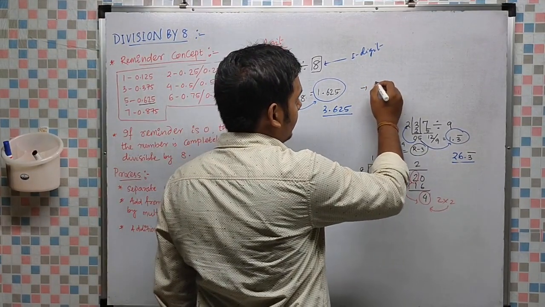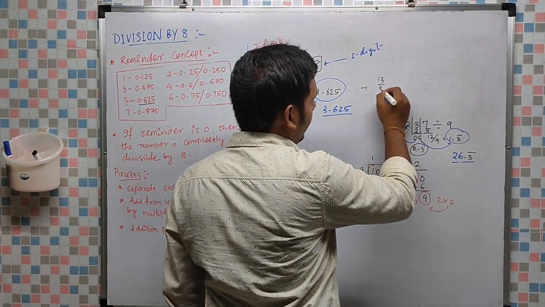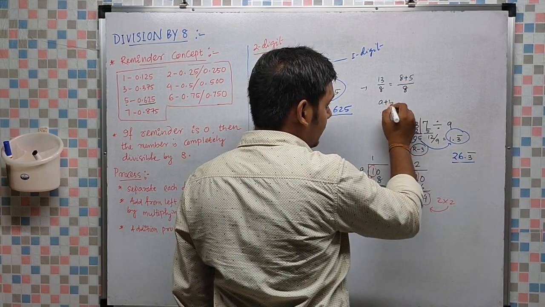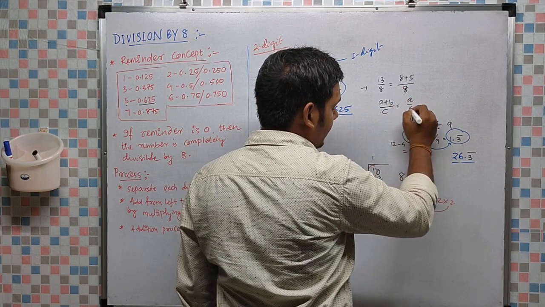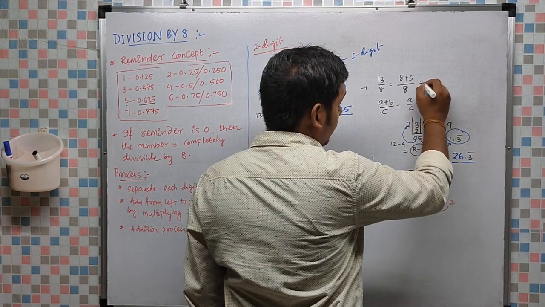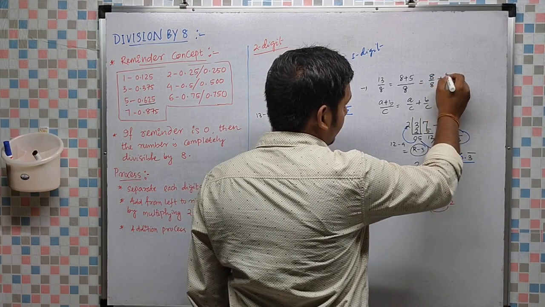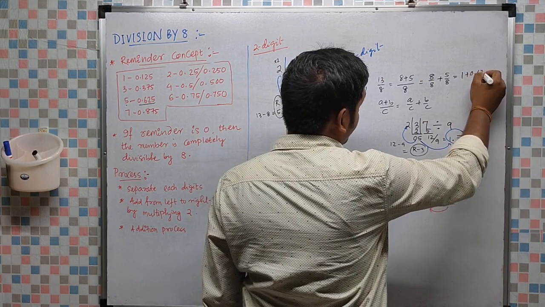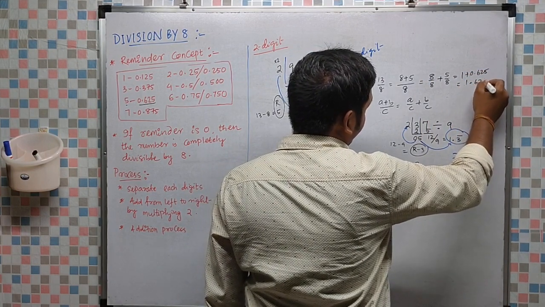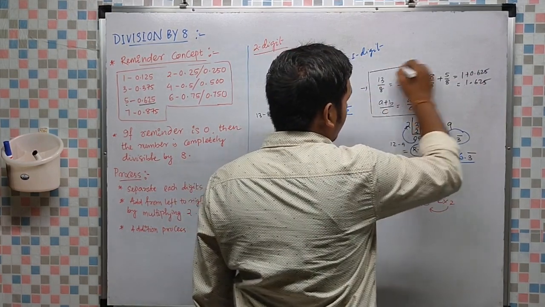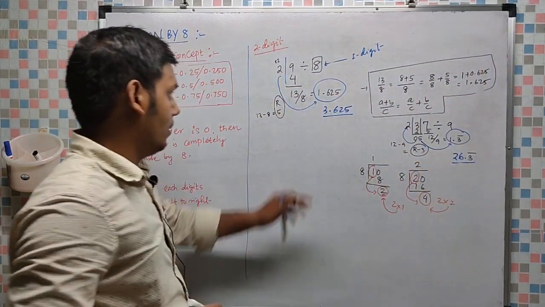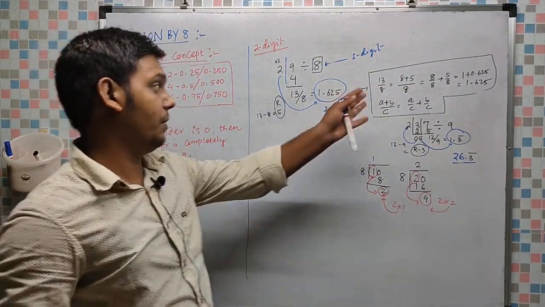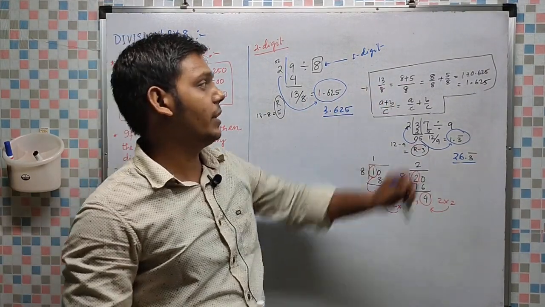See here, 13. 13 can be written as 13 by 8, which means 8 plus 5 by 8. And you know that (a plus b) by c is equal to a by c plus b by c. So it is 8 by 8 plus 5 by 8. Now 8 by 8 is 1 and 5 by 8 is 0.625. Now it is 1.625. Anyway, this is a longer method, but that is how you can get the value like this also. So for your verification I told you how you can get the value.